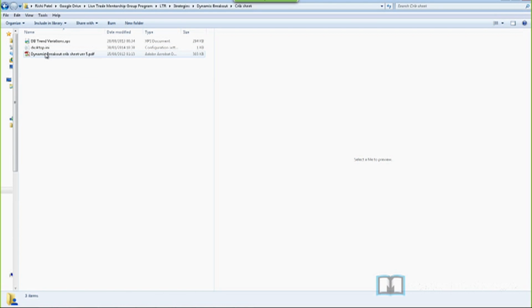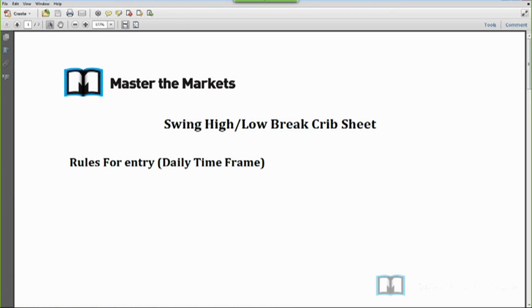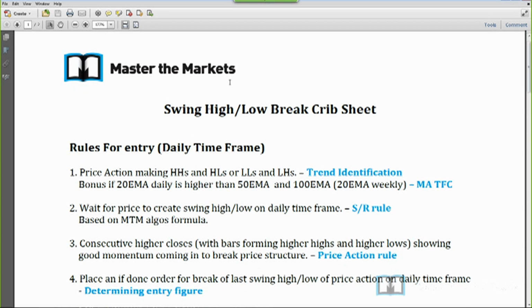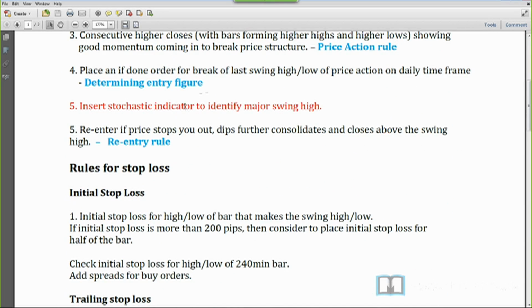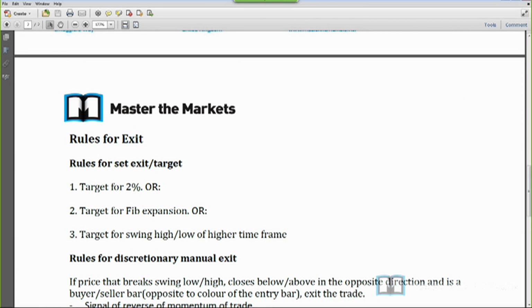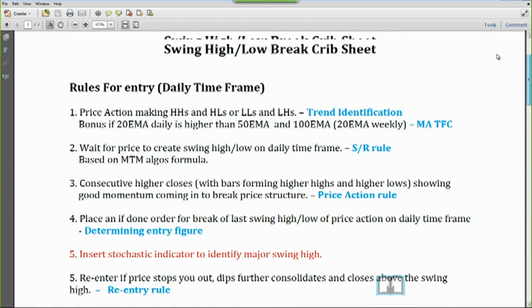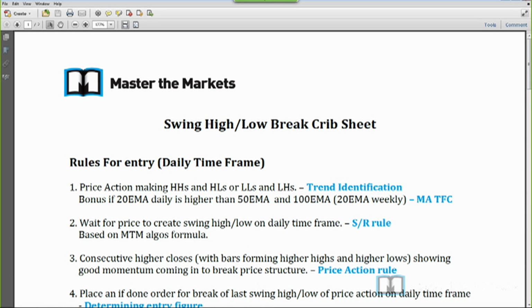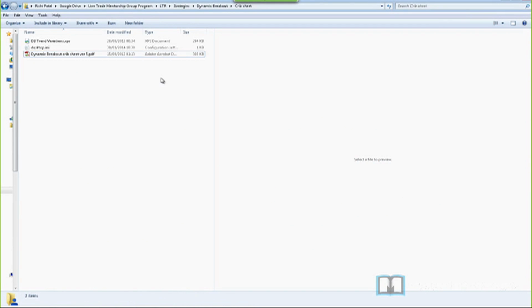So again, you need to watch this, and you should read through it in detail. What I would do is maybe print out a copy and look at it as we're going through the live trading room. This crib sheet gives us our rules for entry, our rules for our stop loss, and our rules for our exit. Its objective is to make sure that the trades we're taking are nice and consistent. Okay, that's a very important factor. Nice and consistent is what we're looking for.